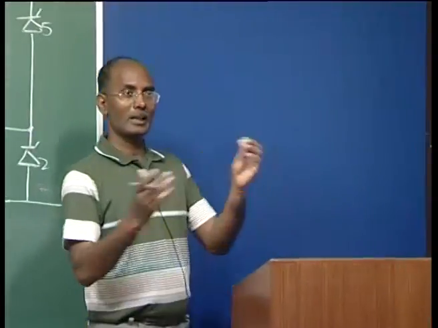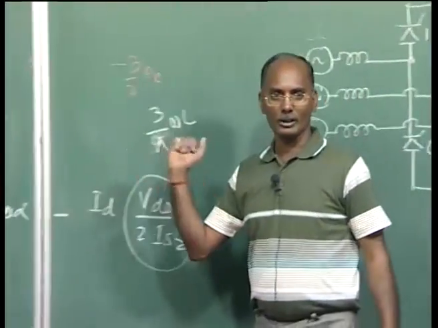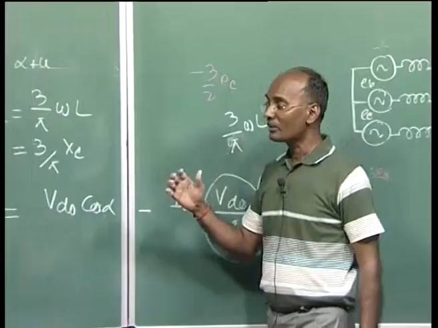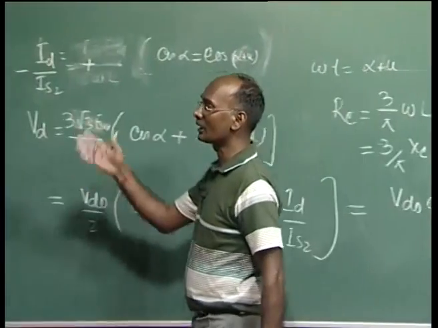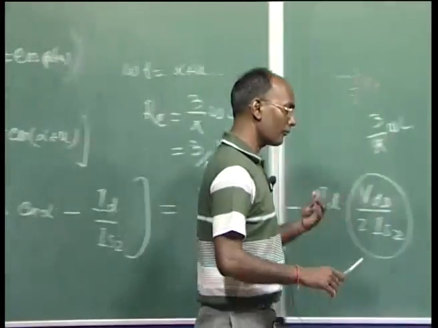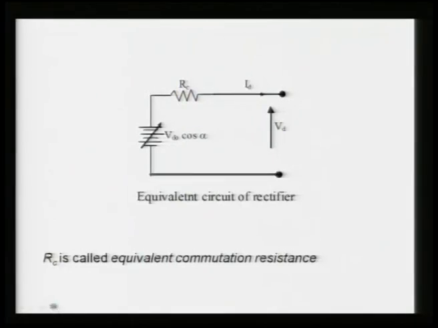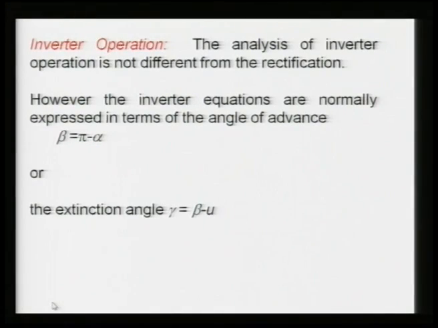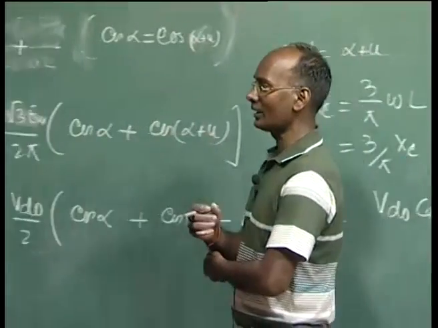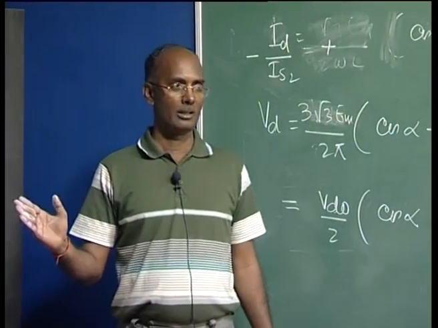Similarly, we can also do it for the inverter circuit, but for that we have to see the inversion operation of this converter circuit. Now, the difference between converter and inversion operation is not big. The analysis is almost the same, only the advance angle, it means alpha, that is the delay angle, is more than 90 degrees.